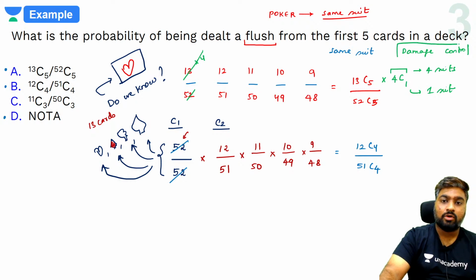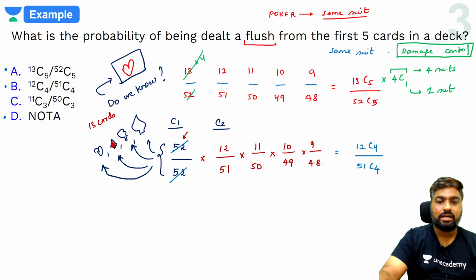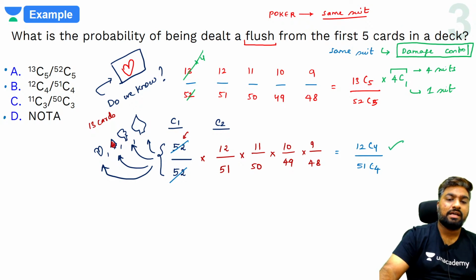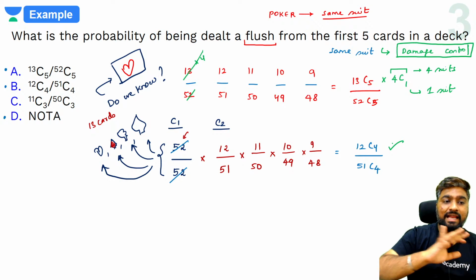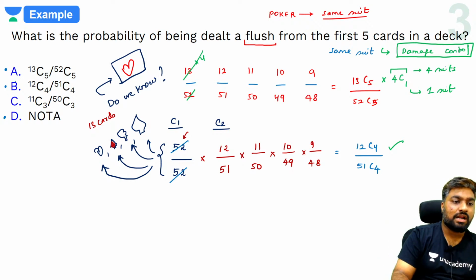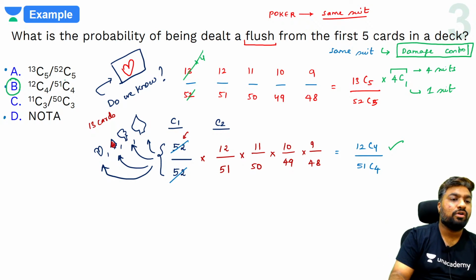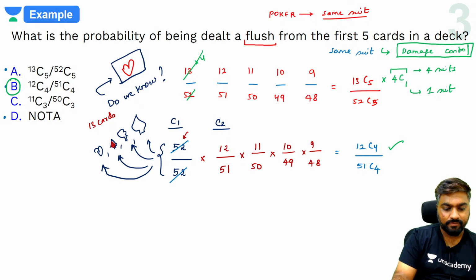But this is not what I would suggest. This is not the suggested method. This will be the right way of doing it without making any mistakes at all. So what's your answer? Option B, 12c4 by 51c4. Cool?